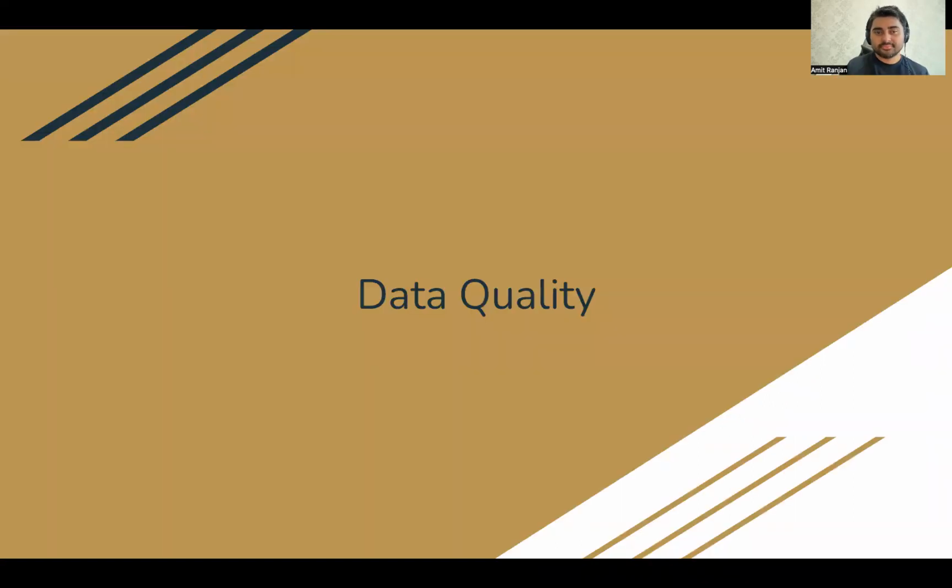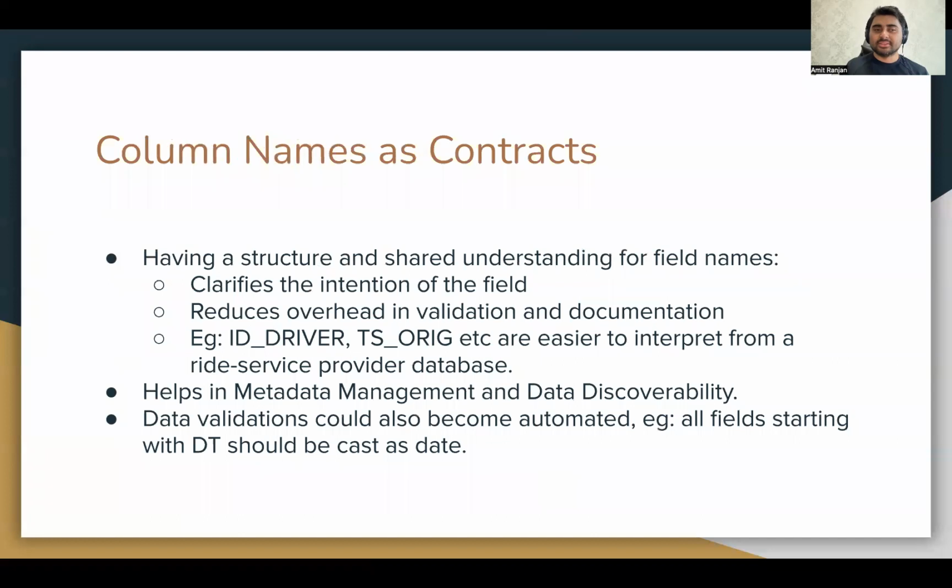way you wanted. Data quality is very important. Without data quality, you lose credibility. You can start with quality as simple as column names. Have well-readable column names with a shared understanding on how you are going to name your columns. Something like ID_driver, needless to say, this is the ID of a driver. TS_origin simply means the timestamp at the origin. This also helps in data discoverability and metadata management.